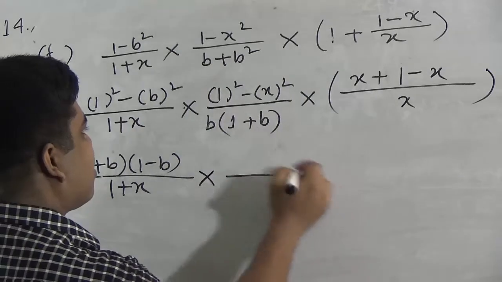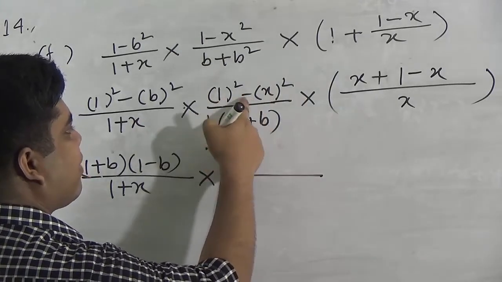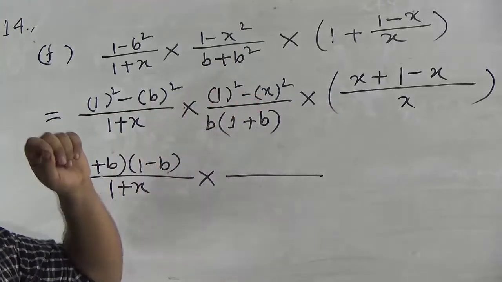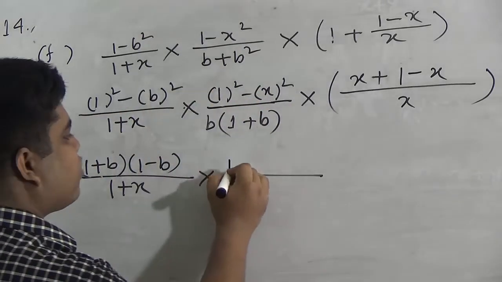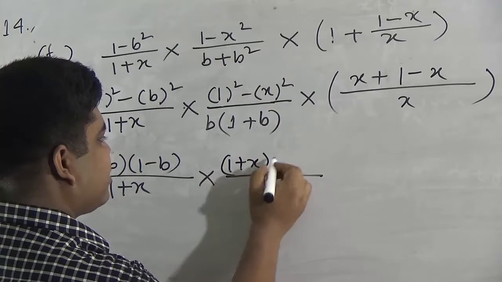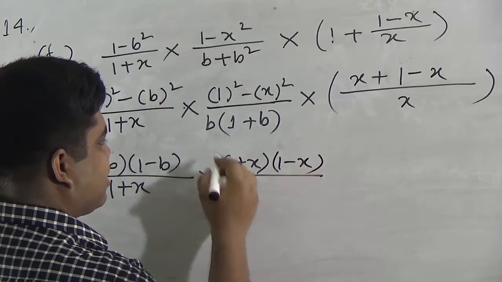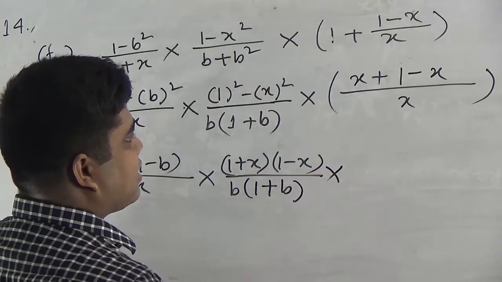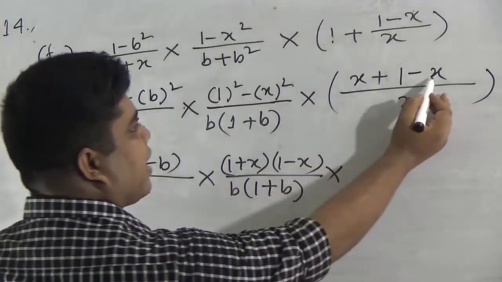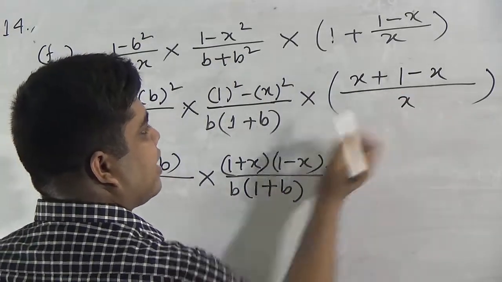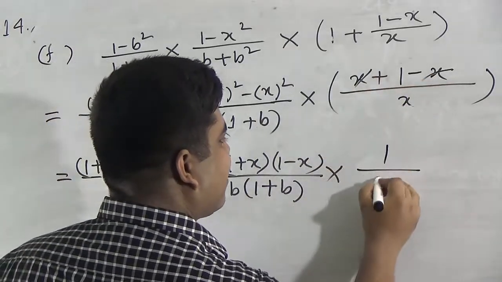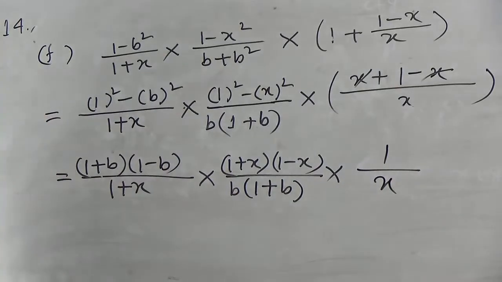Next 1 square minus x square. Here also a square minus b square formula is applicable. So we can write 1 plus x into 1 minus x divided by b into 1 plus b. Plus here we notice that minus x plus x. So x and x are cut and remain 1. So 1 by x. Okay.